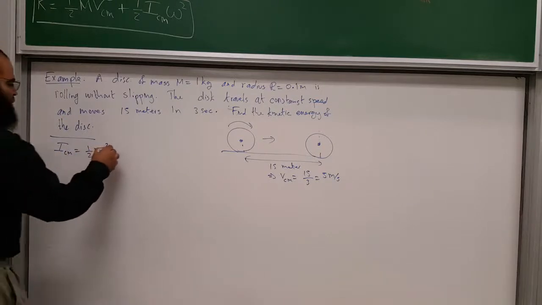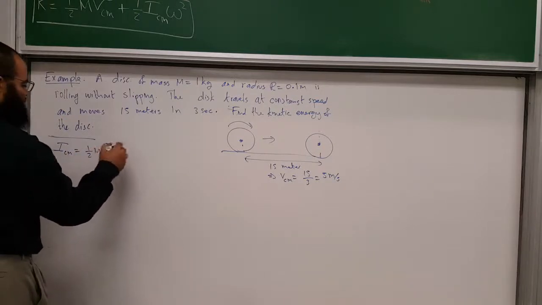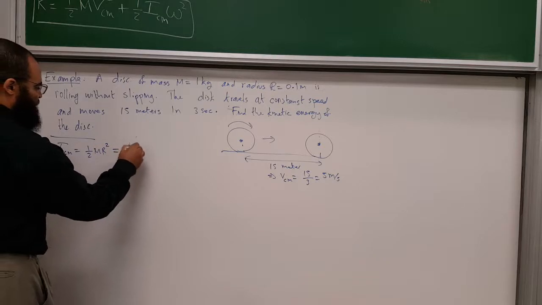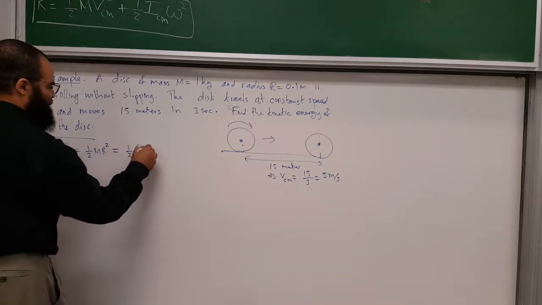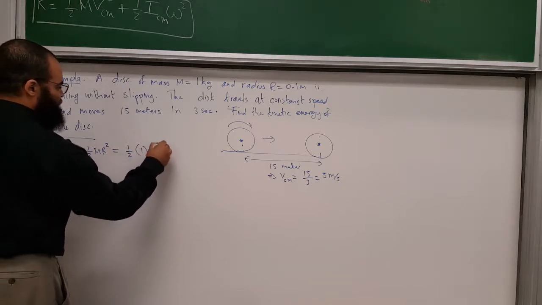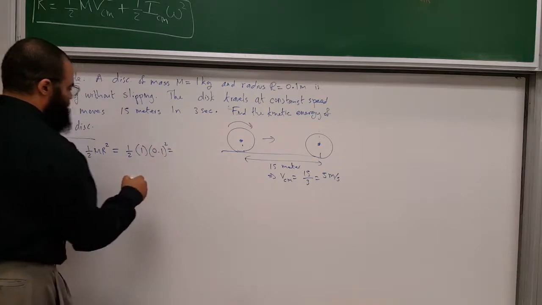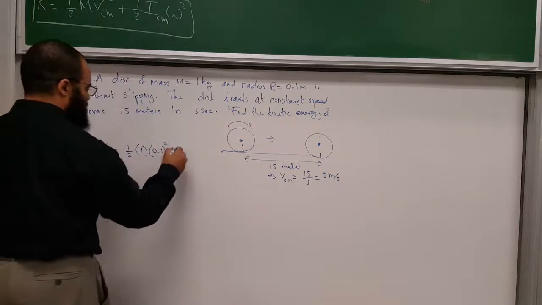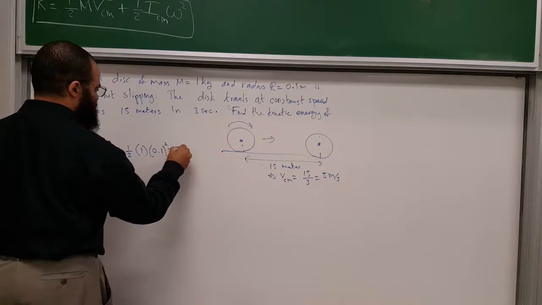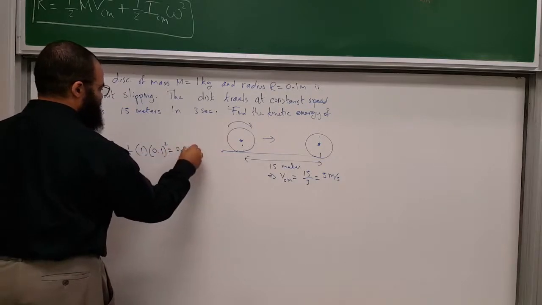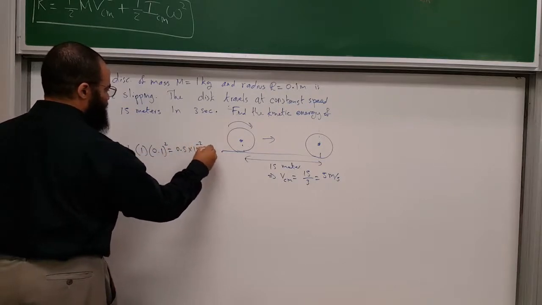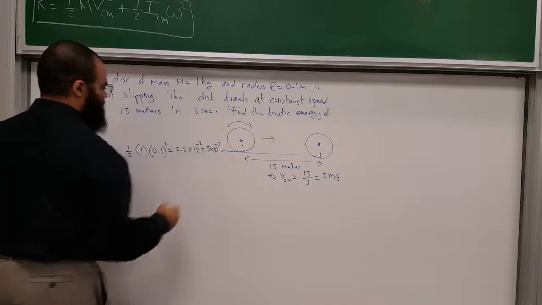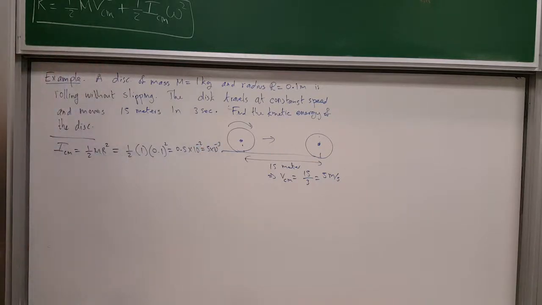Actually, for the sake of this problem, let me compute it. So it's 1/2, the mass of the disk we said is 1 kilogram, and r is 0.1, and you square it, so you get 10 to the minus 2. So you have 0.5, which is the 1/2, times 10 to the minus 2, which is equal to 5 times 10 to the minus 3. That's the moment of inertia.